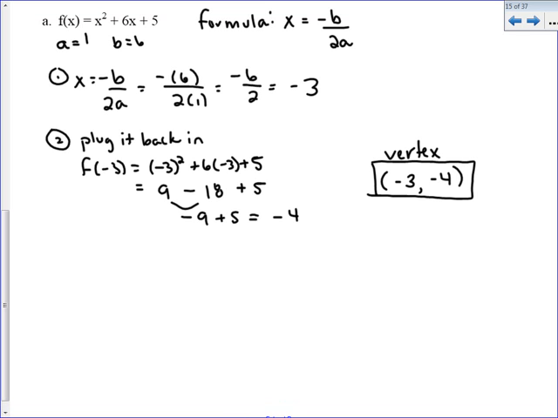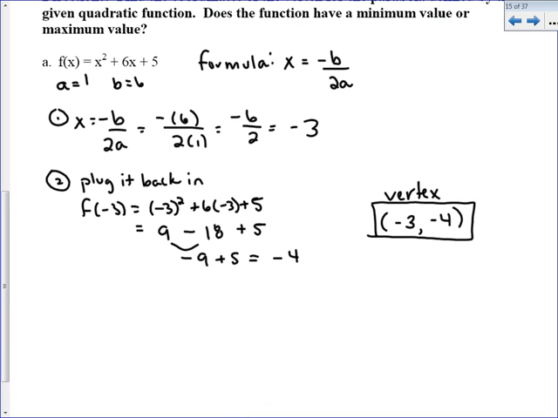So we use our little formula for x, and then we just take that answer and plug it back in. That tells us the point that is our vertex. Now for this particular graph, is that going to be a minimum or a maximum?